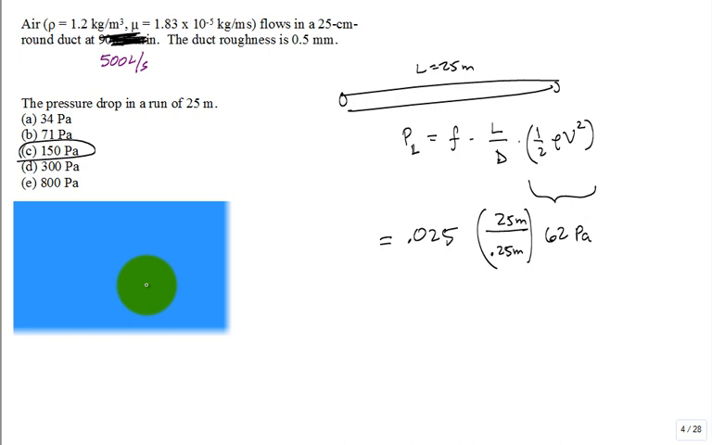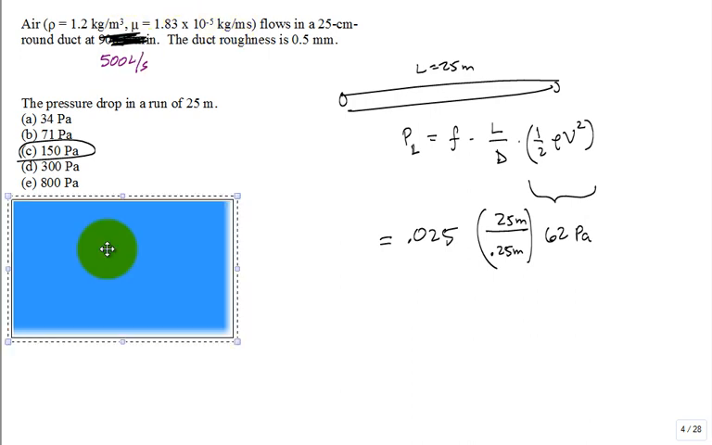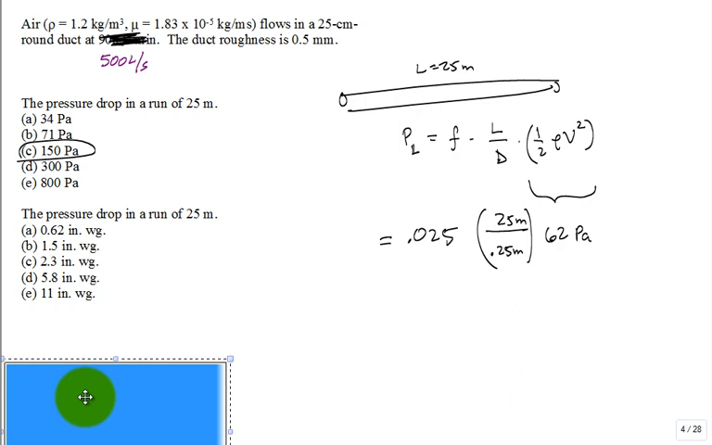All right, you ready for the last one? What is the pressure drop in the run of 25 meters, same length, same everything? Uh-oh, but look at the units that they want you to describe the pressure drop in. What are the units? Inches of water gauge. They often specify pressure drops in funny units like inches of water gauge.